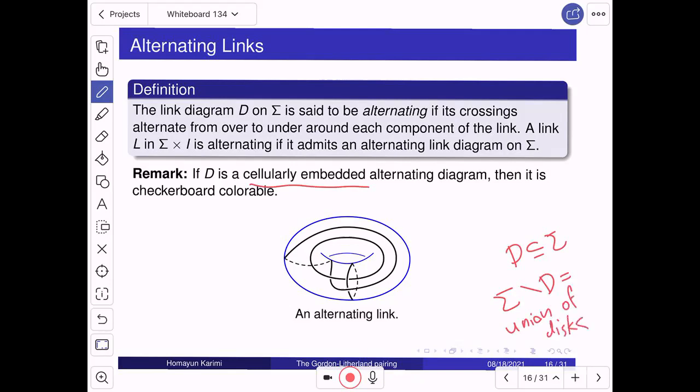In this case, D is called cellularly embedded. And a remark here is that if your diagram is cellularly embedded and it is alternating, then it is checkerboard colorable. So that's the relationship between being alternating and being checkerboard colorable. And here is a picture of an alternating link.